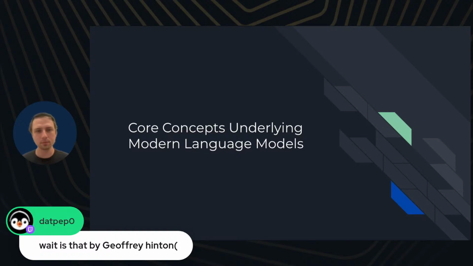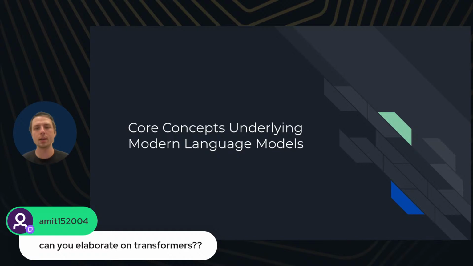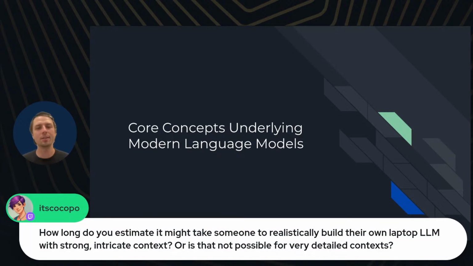Okay. So that's what we're going to do now, Amit, is elaborate on transformers. We're going to go into a deep dive of the different components and how they work. But I just want to answer some questions first. One of them is, how long do you estimate it might take to realistically build their own laptop LLM with strong, intricate context? Or is that not possible for very detailed contexts?